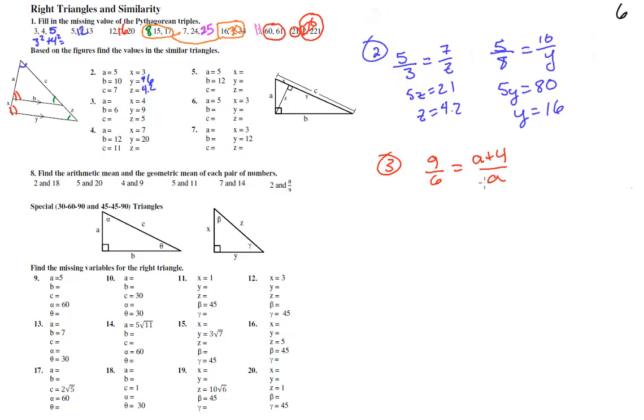So if we multiply through, we get 9A equals 6A plus 24. That's multiplying through both sides by a 6A. Then we subtract 6A and we get 3A equals 24. So A equals 8. A is 8 right there. Good. Now we can use the parallel lines to get A is to X as C is to Y.